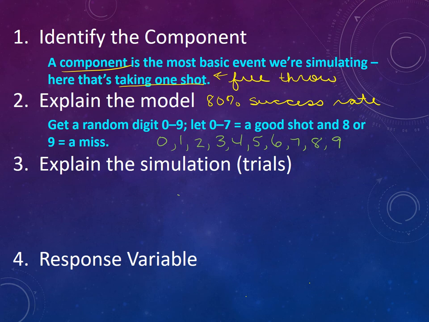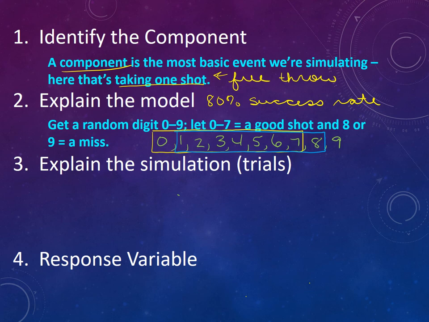You can, actually there are many different ways, but you can set 0 through 7, there's 1, 2, 3, 4, 5, 6, 7, 8 out of the 10 options is a good shot. Or if you'd like, you can also rephrase that and use 1 through 8 as a good shot and say 9 and 0 are a miss.